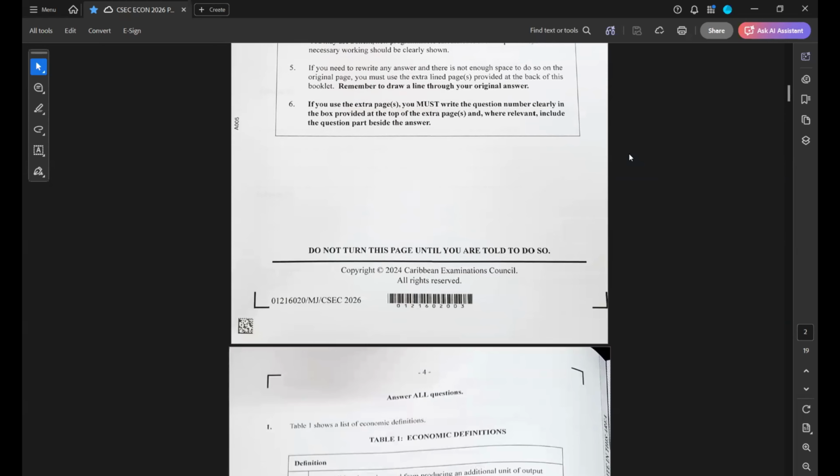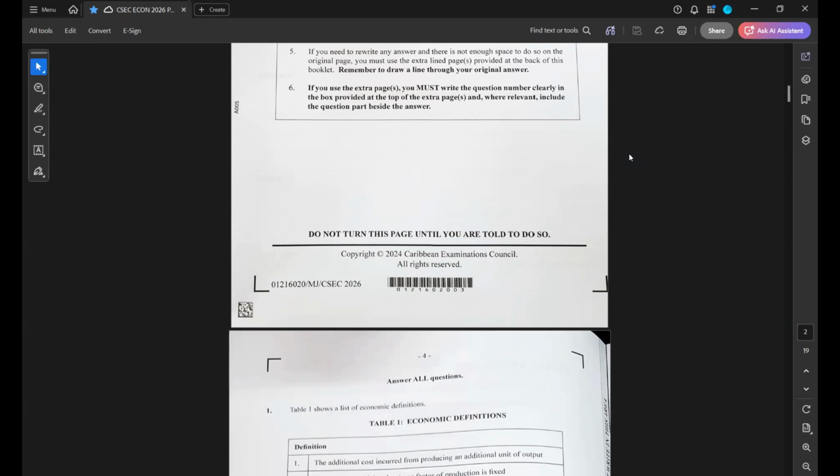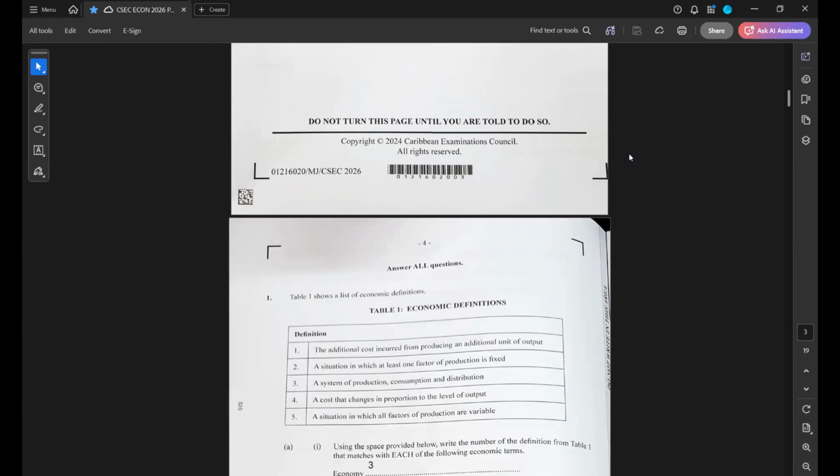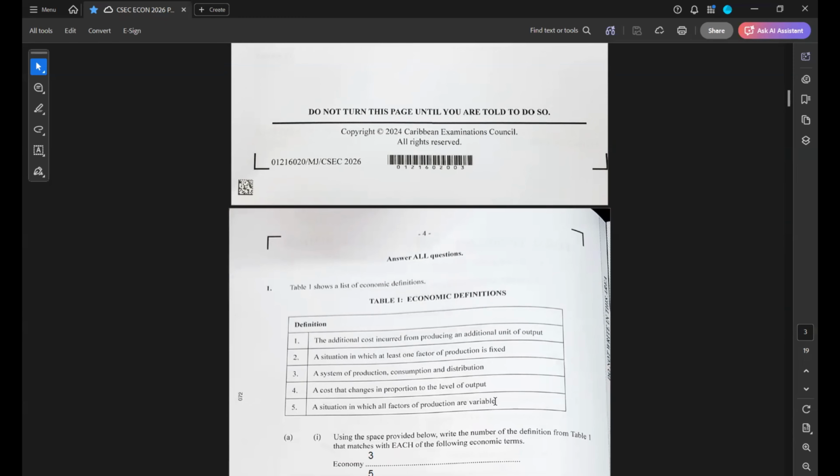Number one, Table 1 shows a list of economic definitions. We have 5 definitions here, and we have to use the space provided below and write the number of the definition from Table 1 that matches with each of the following economic terms. Pretty easy. So economy will match with number 3 because an economy is a system of production, consumption, and distribution.